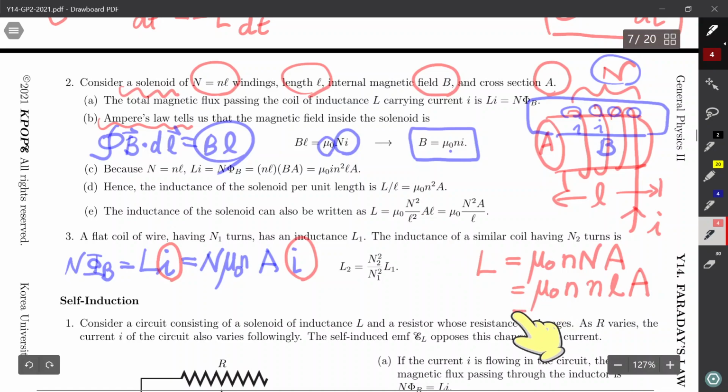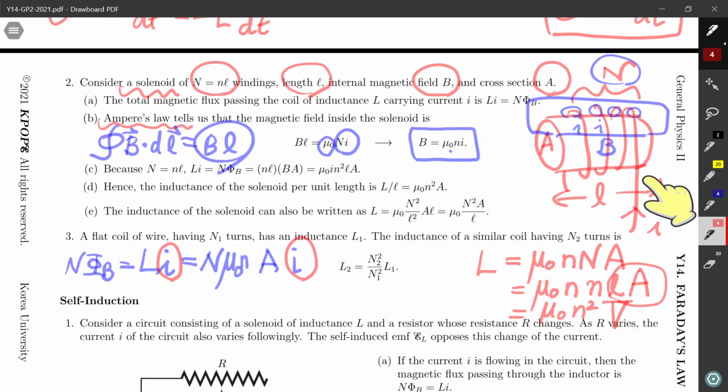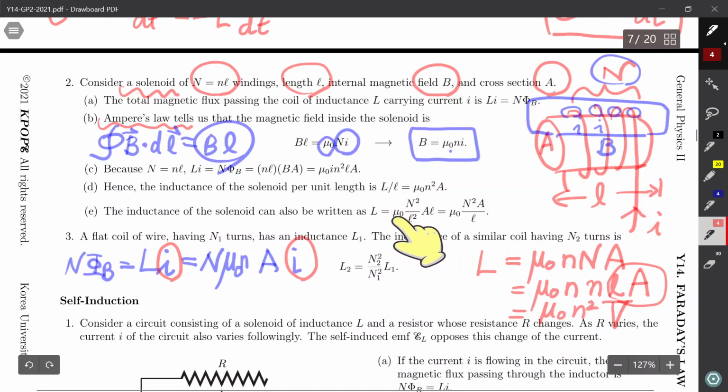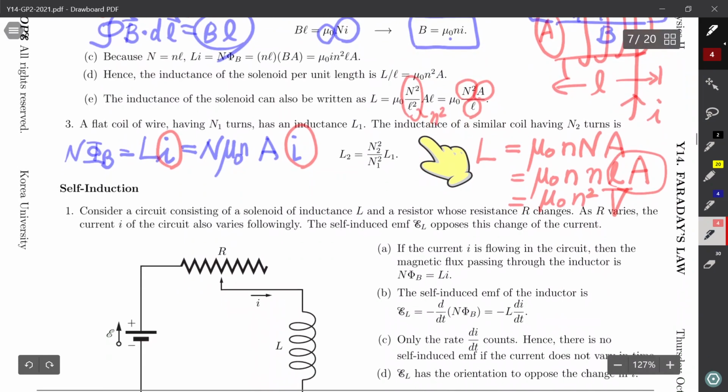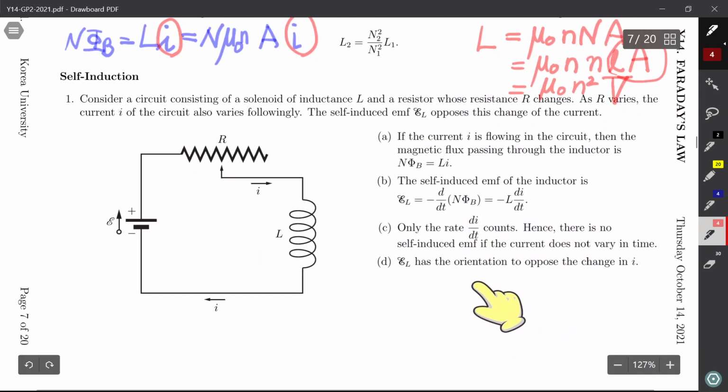mu 0 n squared A L, and A times L is the volume. Therefore, this is a small n squared. Or we can substitute n equals capital N over L, so the L cancels. So mu 0 capital N squared times cross-sectional area divided by L. Self-induction.